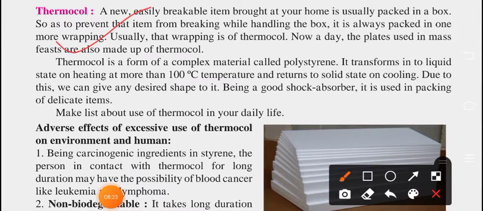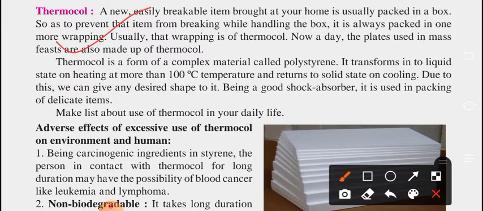A new, easily breakable item brought to your home is usually packed in a box, so as to prevent that item from breaking while handling the box. It is always packed in one more wrapping. Usually the wrapping is of thermocol. Nowadays the plates used in mass feasts are also made of thermocol only. Likewise, if a TV comes to your home, have you seen the packing of the TV? Thermocol is present there to cover our TV.